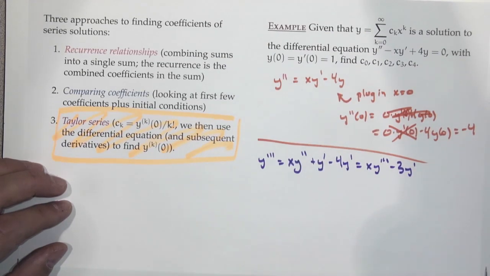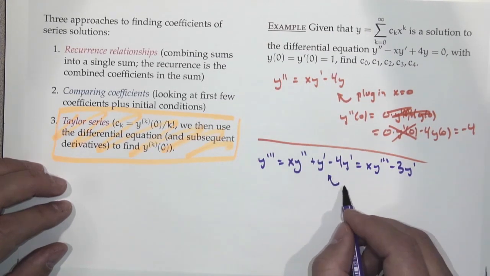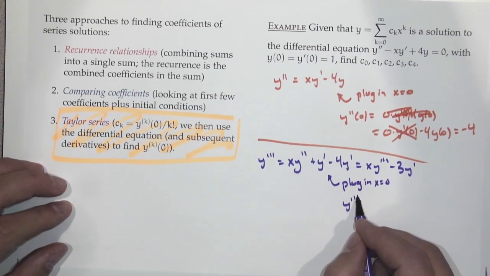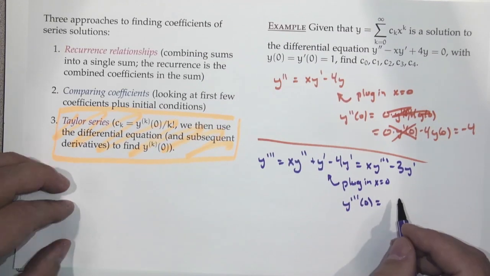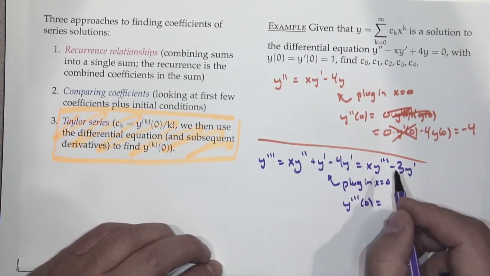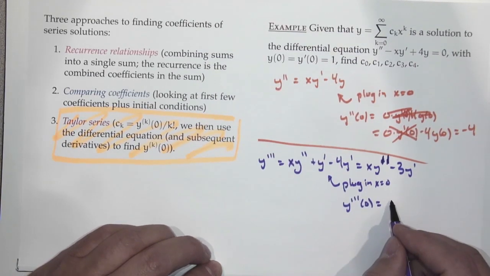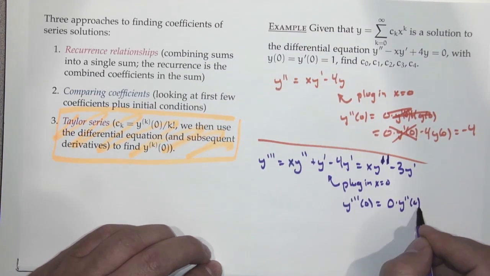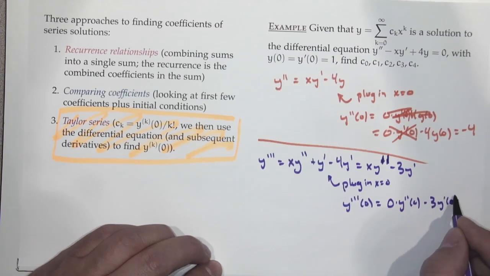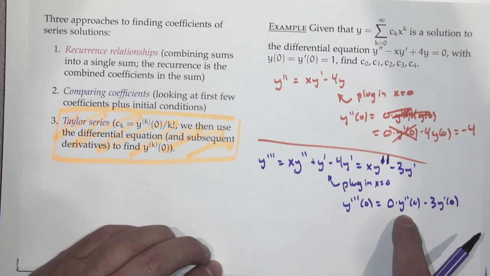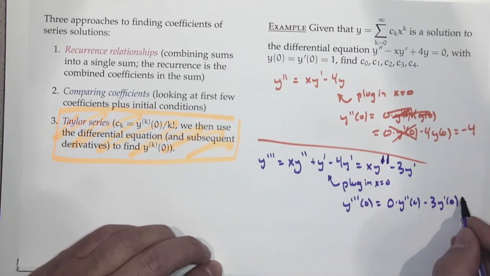Now, what can we do? We can plug in x equals 0. So we have y triple prime of 0 is equal to, oops, I got too excited. That's a double prime. That's equal to 0 times y double prime of 0, minus 3 y prime of 0. But do we know what y prime of 0 is? It's 1. And y double prime of 0 doesn't matter because we multiply it by 0. So now I have y triple prime of 0. And I can keep going.